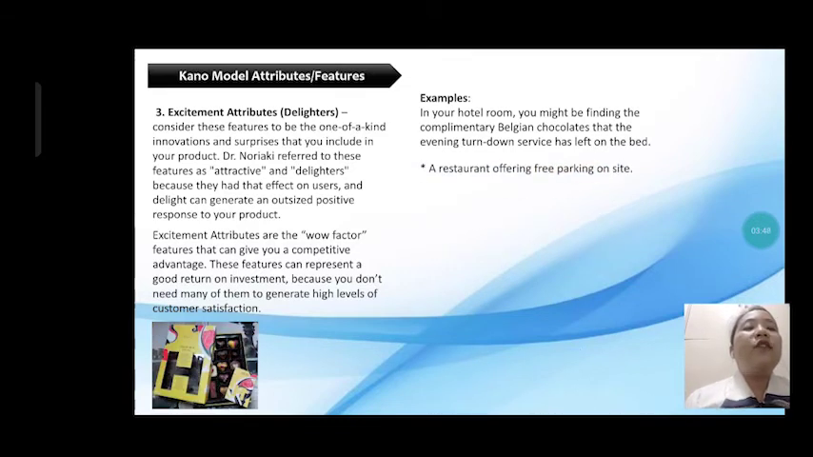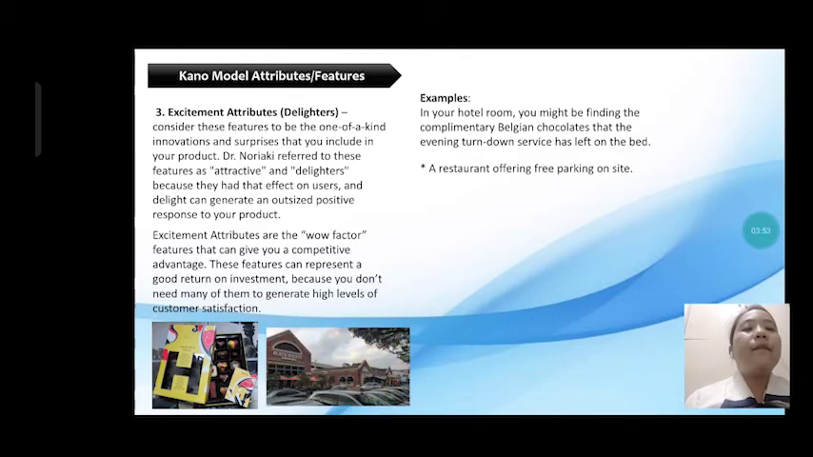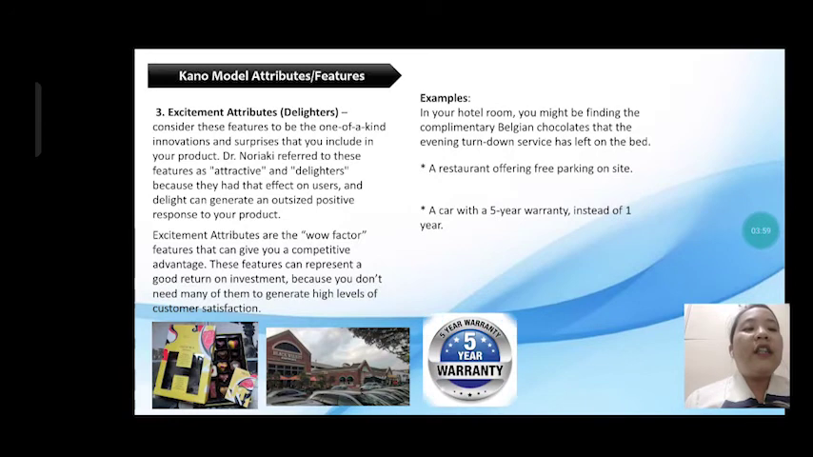Next is a restaurant offering free parking on site. Next, a car with a 5-year warranty instead of 1 year. Next, an airline that offers double miles.